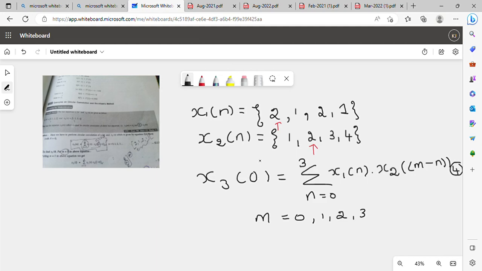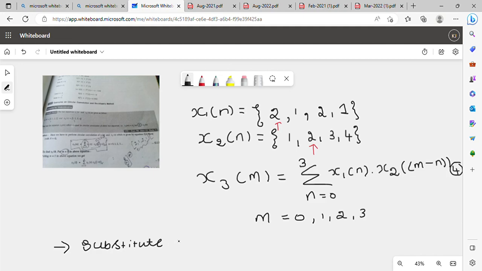Now if I put 0 in the above equation, I have already substituted 0. But before that I'll tell you: first write this equation, the formula for circular convolution, and then substitute 0 in the given equation, right? To find x3 of 0 you have to substitute 0 in the equation.